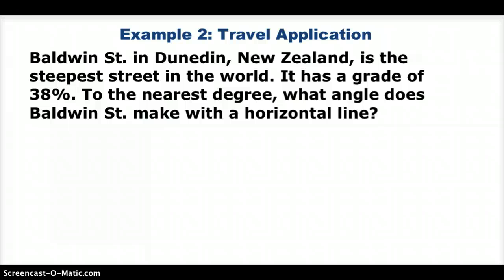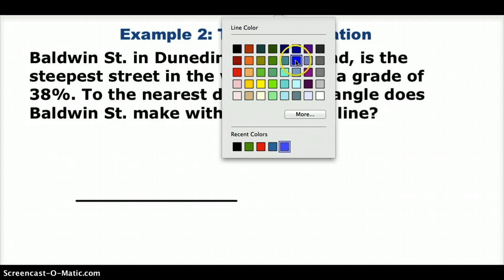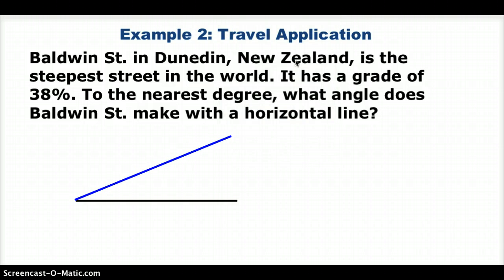Okay, so this time our picture is going to be slightly different. If we have a 100-foot horizontal section here, let's call that 100 feet. This time we're going to have a steeper road. This is again the steepest street in the world, it says. So maybe our picture looks more like this. And again, I can write in the fact that this is 100 feet, and this is 38 feet. That's what that 38% grade actually means.